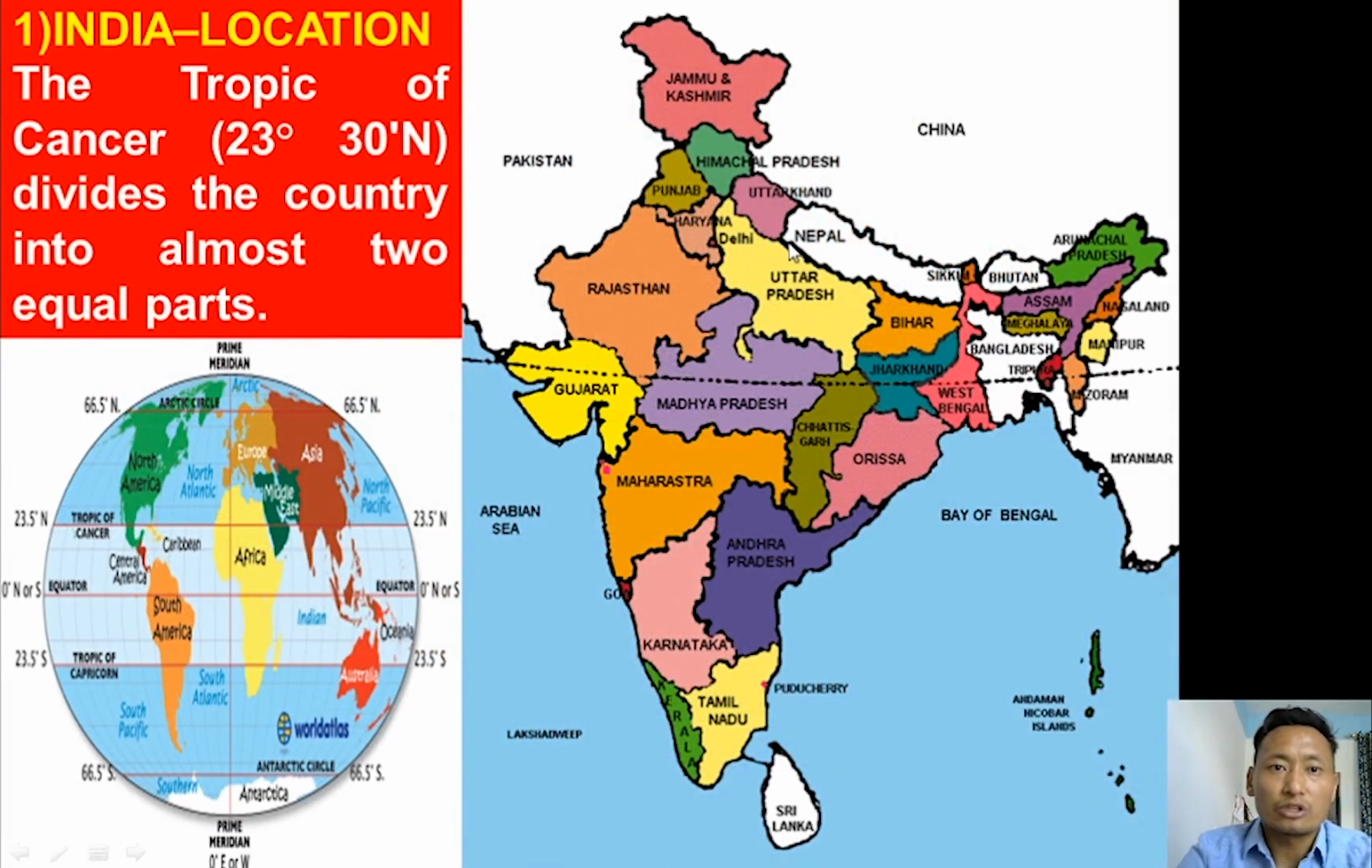Now the Tropic of Cancer. The Tropic of Cancer is the name of one of the latitudes. The degree is 23 degree 30 minute north. This particular line is called the Tropic of Cancer. This latitude divides India almost into two equal parts. Not exact, but almost into two equal parts.